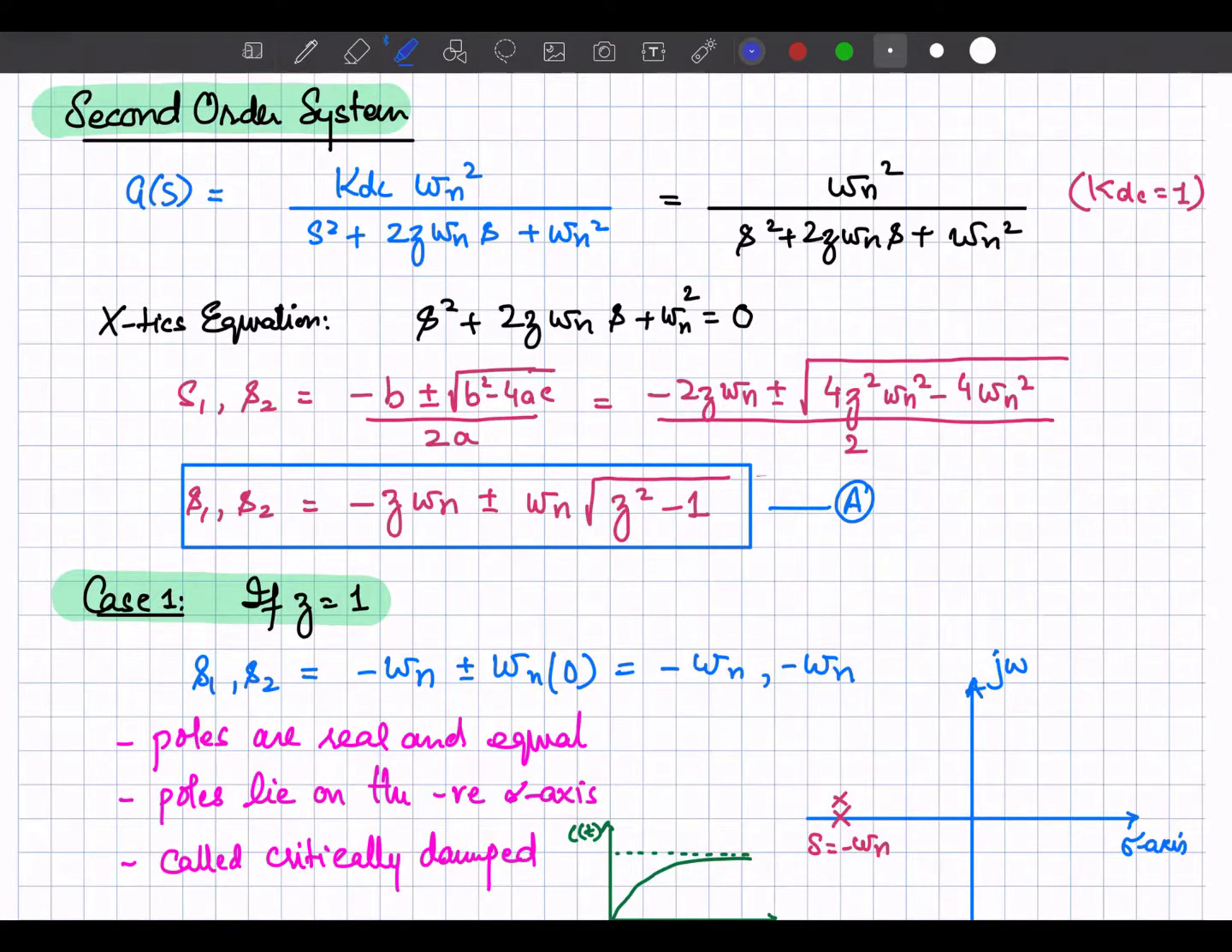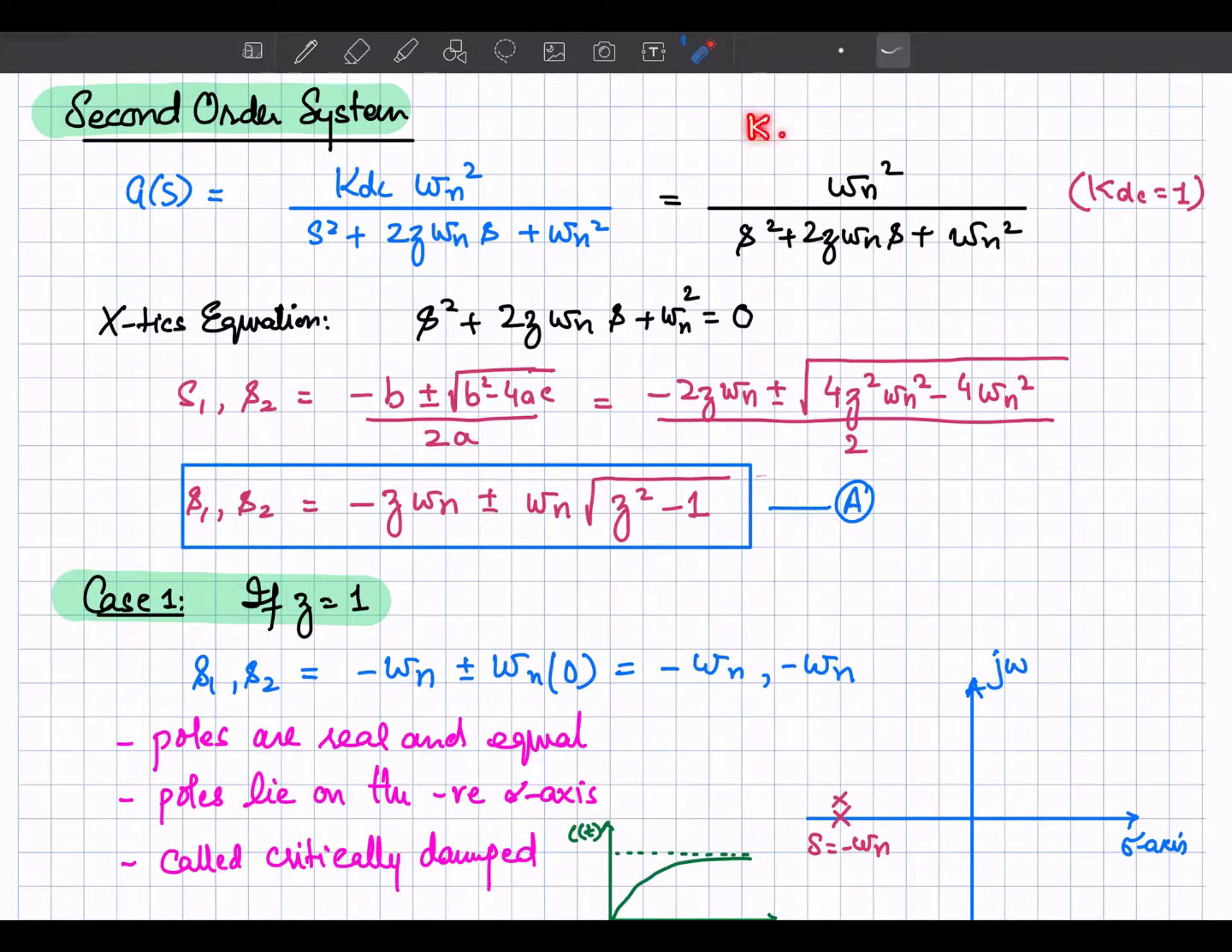In this video we will discuss the second order system. The generic transfer function for the second order system is given by this equation, that is K_dc into omega_n square divided by s square plus 2 zeta omega_n s plus omega_n square. So what is zeta? Zeta is the damping factor.